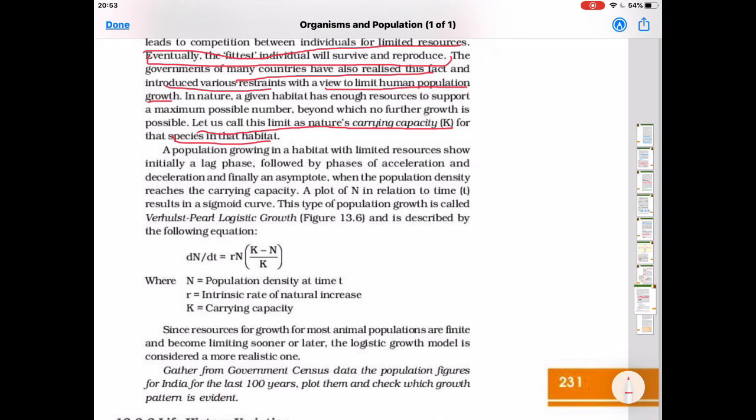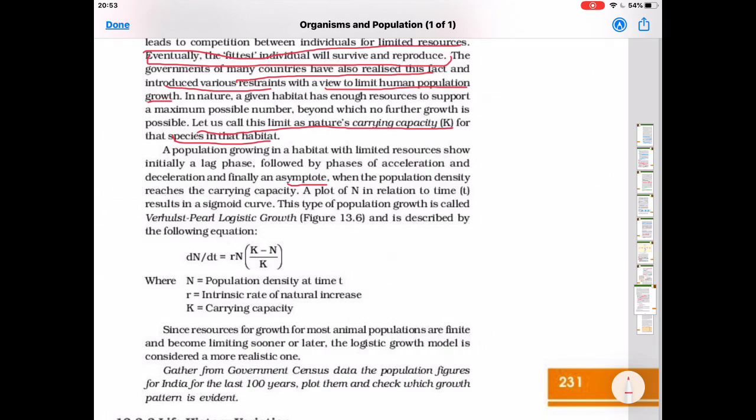A population growing in a habitat with limited resources shows initially a lag phase, followed by phases of acceleration and deceleration, and finally an asymptote. An asymptote is a horizontal or vertical or slanting line that a graph approaches but never touches.